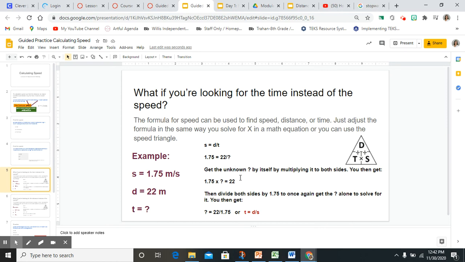Here I give you an explanation of how you can go ahead and get this by getting your variable, which is the question mark, on the side by itself, so that way you can solve for time. And so what you end up with, of course, once you do that, is time equals distance divided by speed. That is how you would go ahead and solve for time. And then, of course, if you do your distance divided by your speed, you can get your time here.